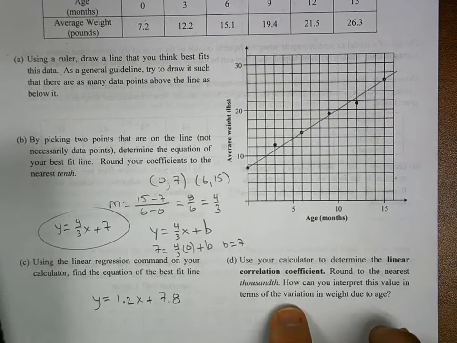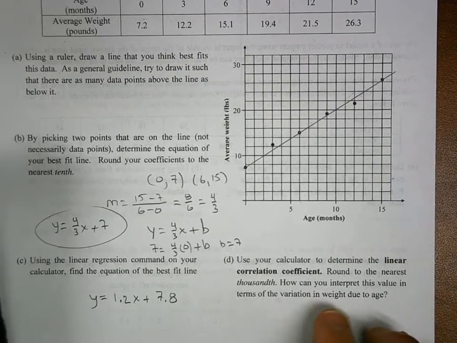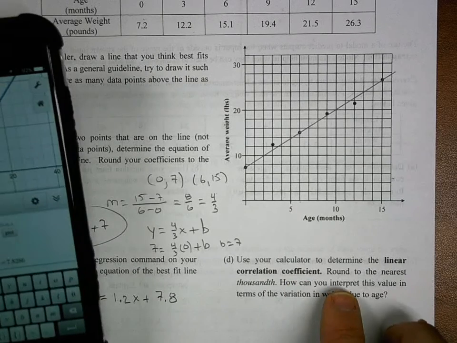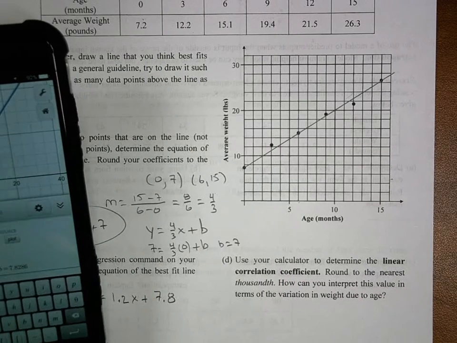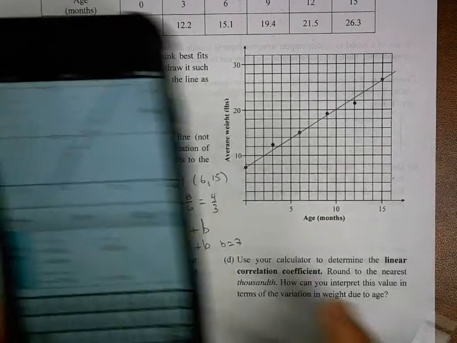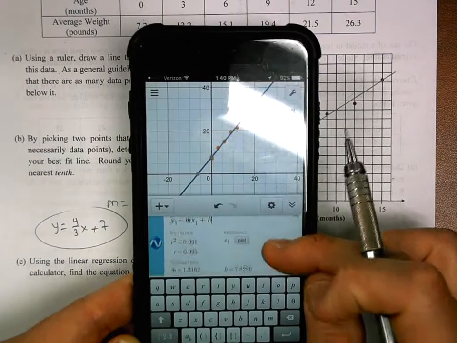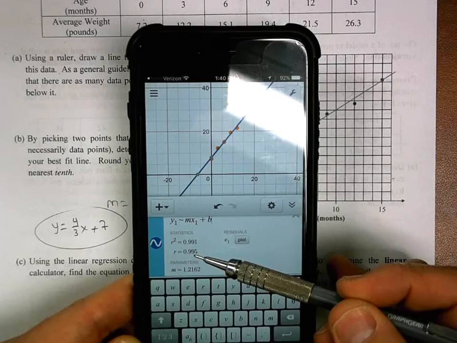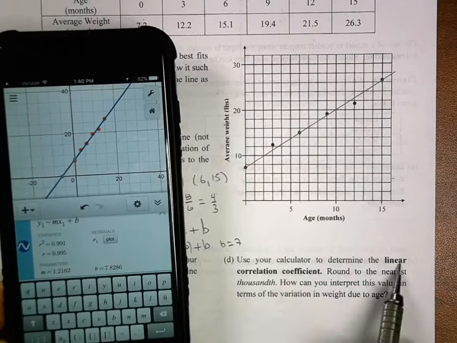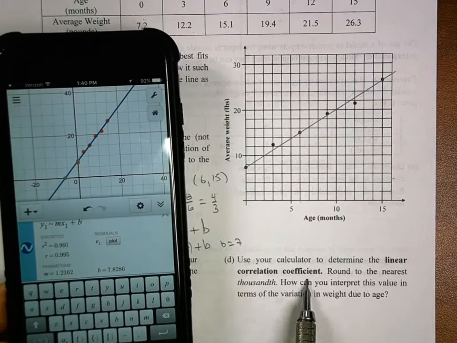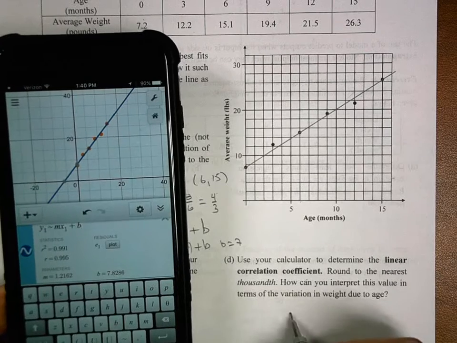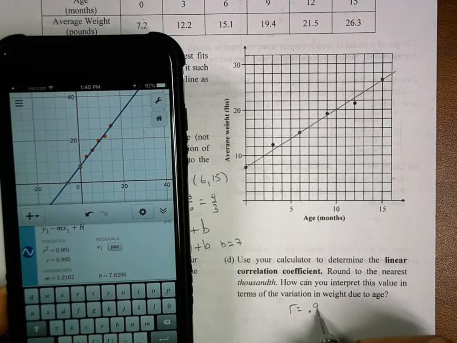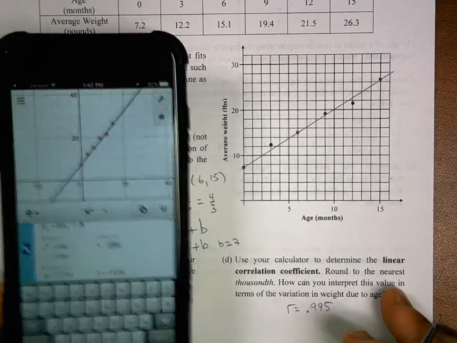So D: use your calculator to determine the linear correlation coefficient. Fancy word, but okay, round to the nearest thousandth. So let's look at this information. It gives you this r squared, and it gives you this r. This r value is the linear correlation coefficient. And the r they gave us was 0.995.